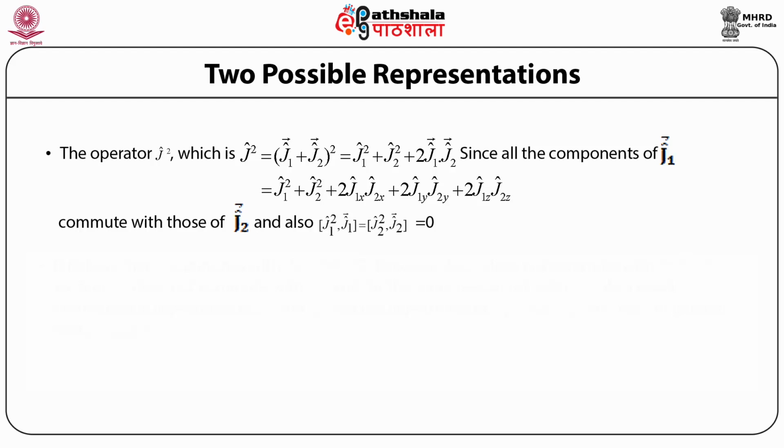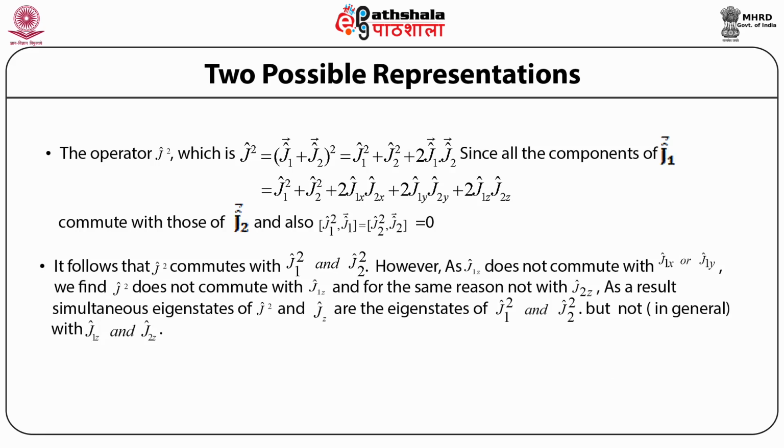It follows that the square of the total angular momentum operator, J squared, commutes with the square of the angular momentum operator of the first particle, J1 squared, and the square of the angular momentum operator of the second particle, J2 squared. However, as the z component of the angular momentum operator of the first particle does not commute with the x or the y components, we find that J squared does not commute with the z component of the first particle, J1z, and for the same reason it also does not commute with the z component of the second particle, J2z.